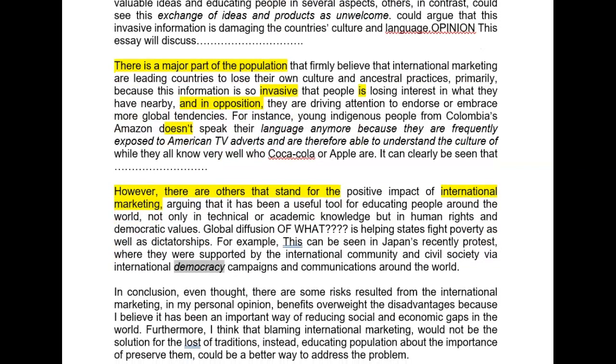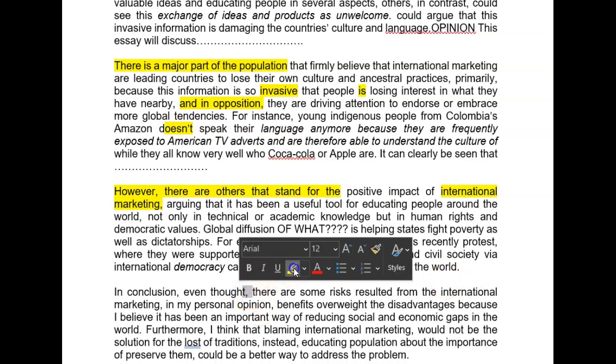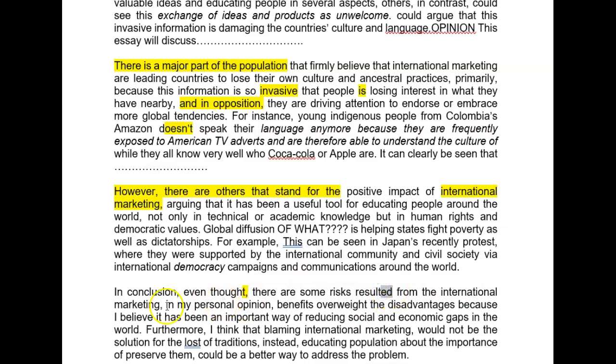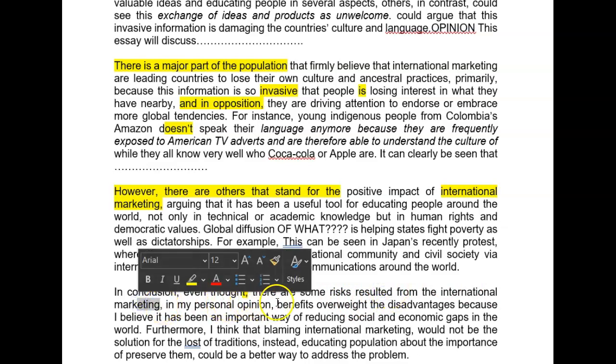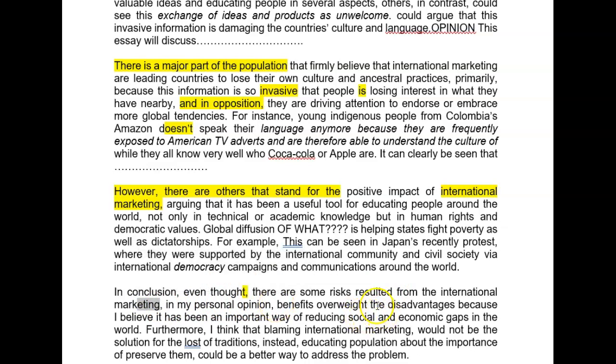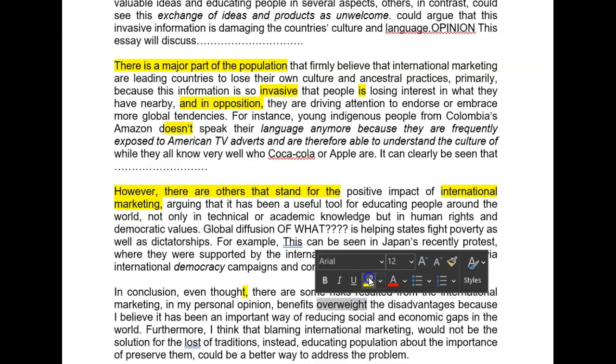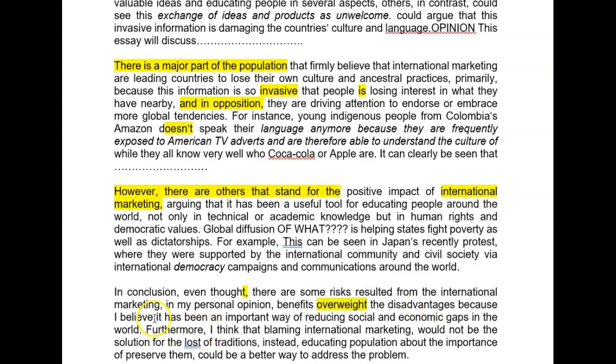In conclusion, even though there are some risks resulting from the international marketing, again, watch out on this. In my personal opinion, the benefits outweigh, not outweigh in a present tense, the disadvantages, because I believe this is an important way of reducing social and economic gaps in the world. Interesting. Furthermore, you don't need to go, I think that.